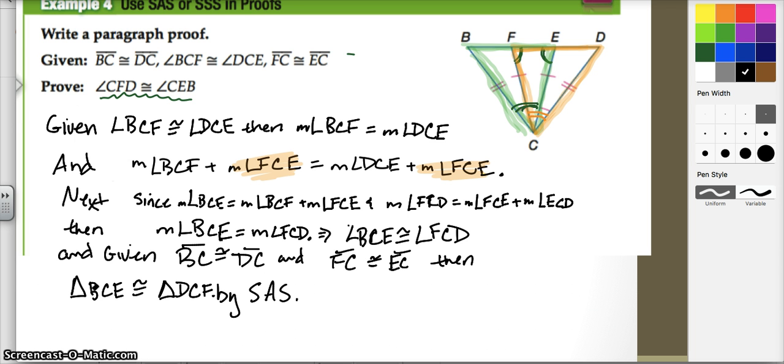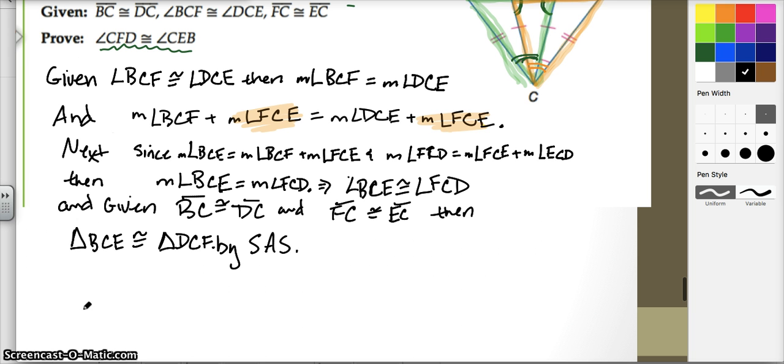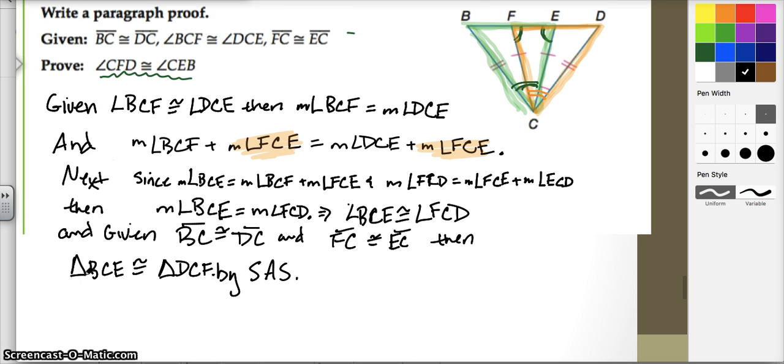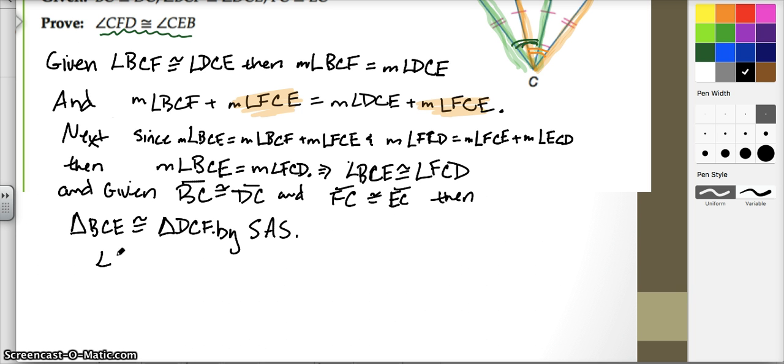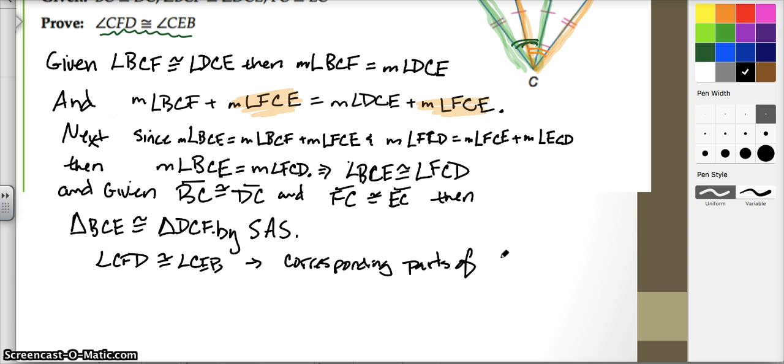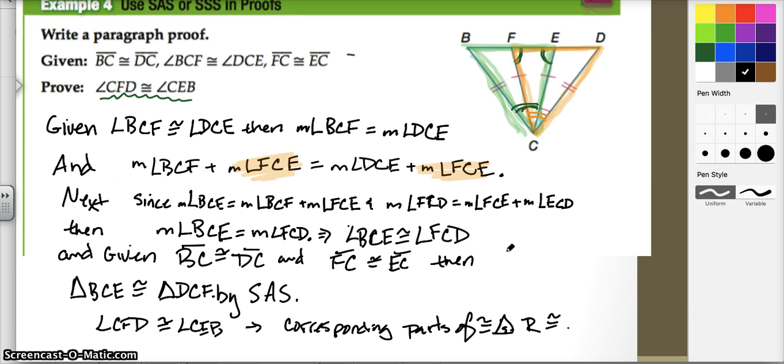And then finally, I can talk about these two angles. Angle, let me go back up here. Angle, the one that we were getting to, come on, pen, work. Angle CFD is congruent to angle CEB, because you've got these corresponding parts of congruent triangles. I'm going to use the symbol for congruent triangles. They've got to be congruent. So I'm going to write it this way: corresponding parts of congruent triangles are congruent. And that's my little take-home story there. And yeah, I'm going to leave it at that.